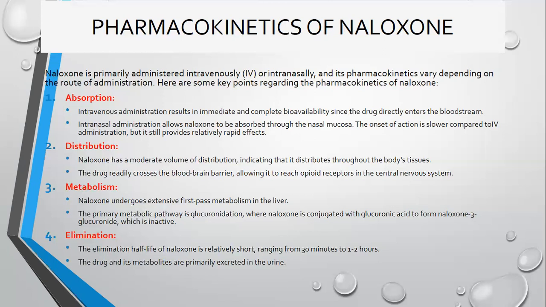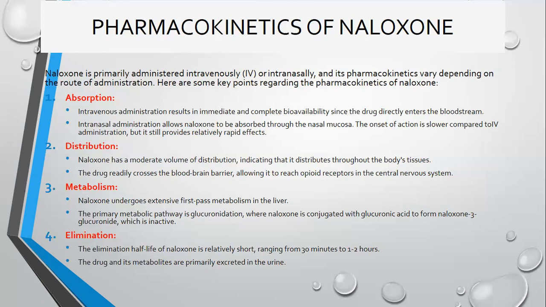The third one is metabolism. Naloxone undergoes extensive first-pass metabolism in the liver. The primary metabolic pathway is glucuronidation, where naloxone is conjugated with glucuronic acid to form naloxone 3-glucuronide, which is inactive.